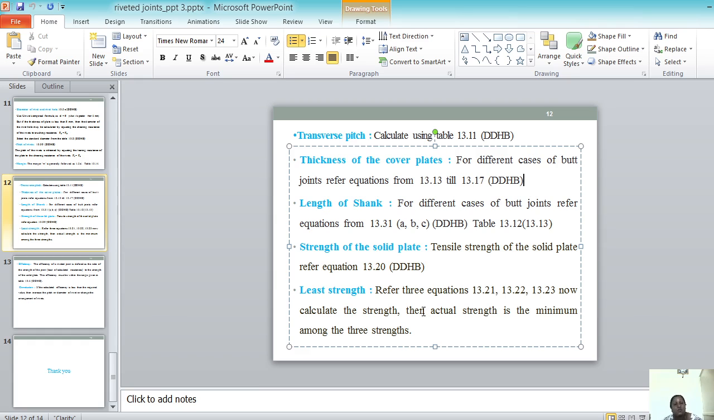Actually, I am explaining about the design procedure. When you solve some 2-3 numericals on this, you will be able to understand better. But keep the design data handbook and the calculator together to solve the numericals. The length of the shank, go with this. Strength of the solid plate, then least strength. The least strength is calculated based on the inputs given, and the actual strength is the minimum among the 3 strengths: tensile strength of the solid plate, tensile, compressive; 3 different strengths are calculated. Then the actual strength is the minimum among all the 3 different strengths. When solving the problems, you will be able to understand these things much better.